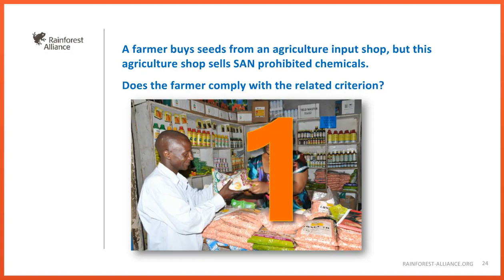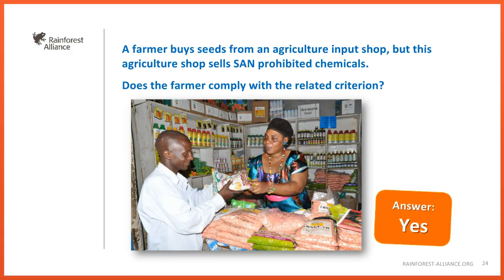The answer is yes. Critical Criterion 1.5 requires that a farm select service providers that comply with the applicable criteria. However, the SAN definition of service provider does not include agriculture input shops. Therefore, selection of agriculture input shops does not influence the compliance of this criterion.